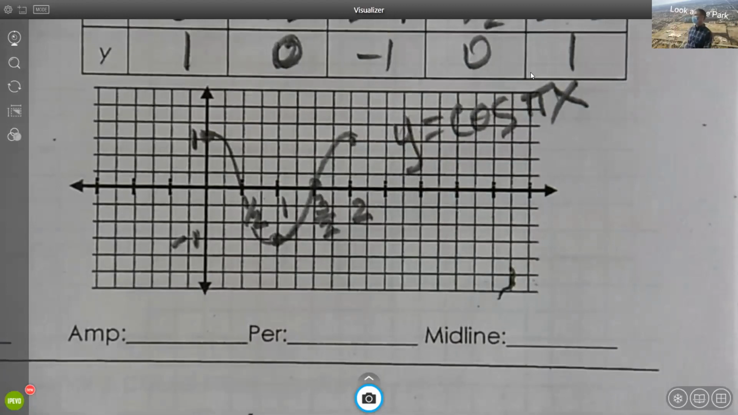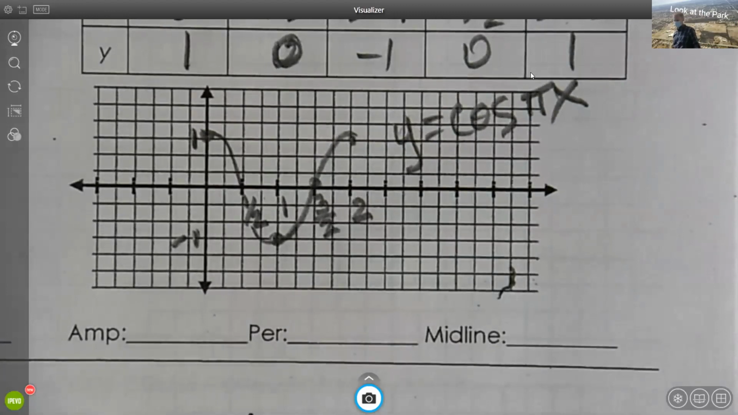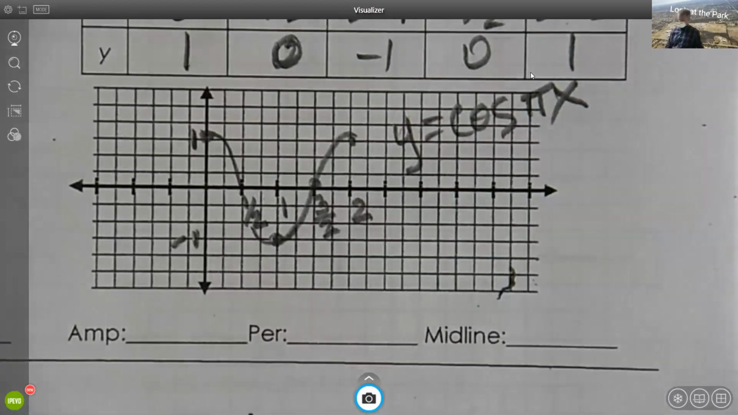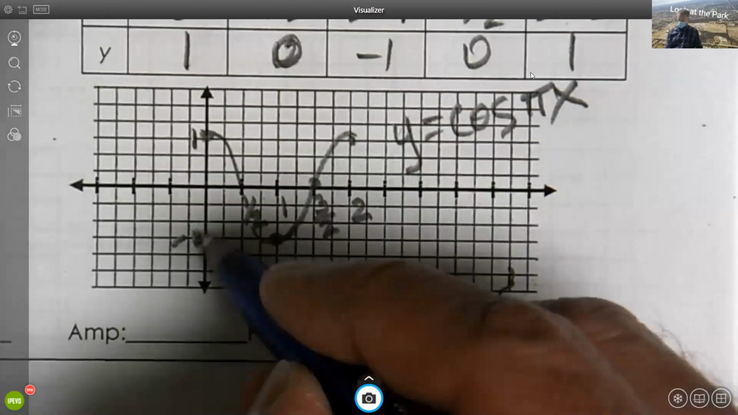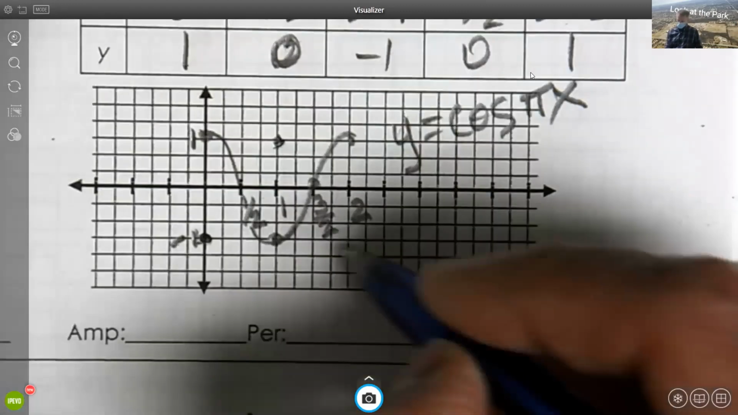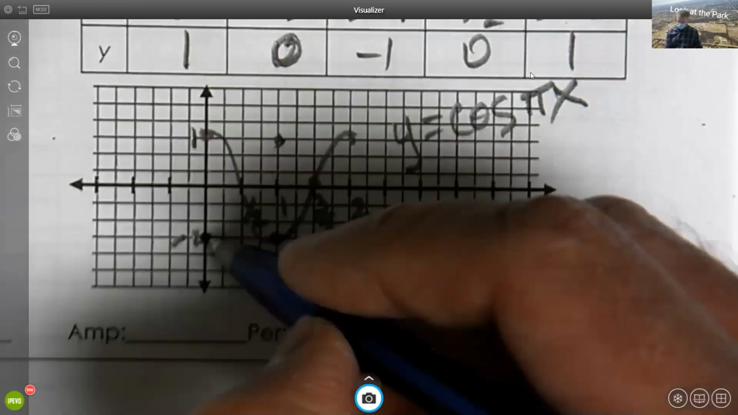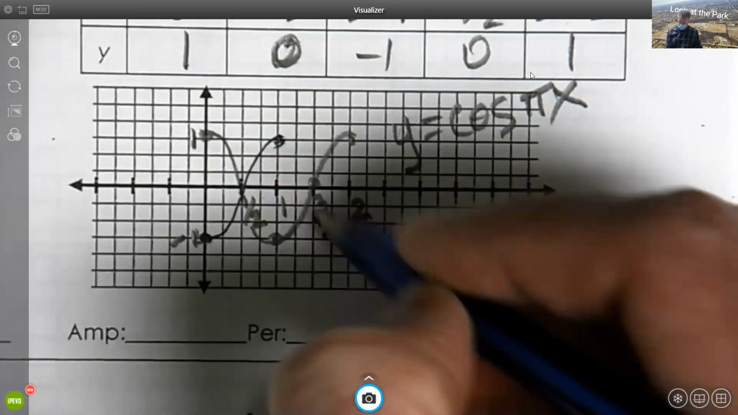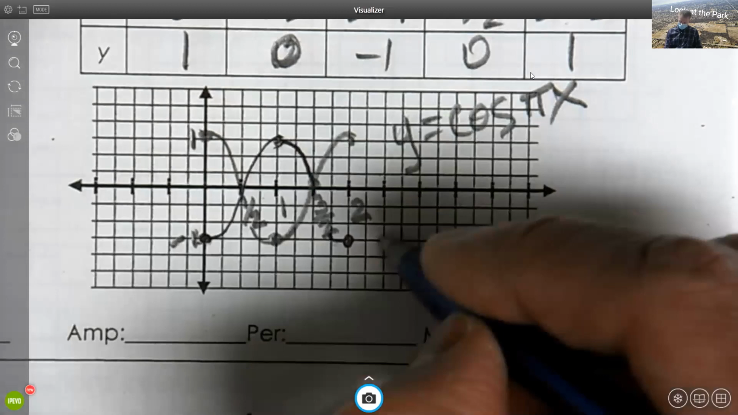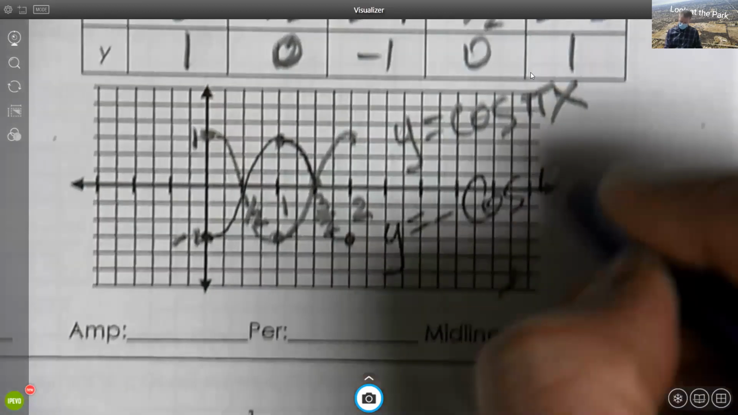What's our next step we need to do? You've got to be involved with this. We're going to reflect it over the x-axis. So we're going to go down to -1, we're going to go up to +1 and back to -1. So that's y equals negative cosine of pi x.